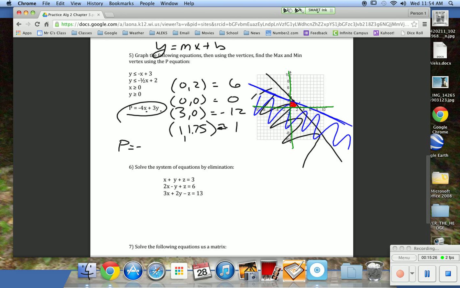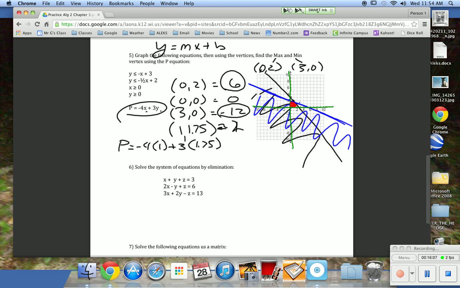P equals negative 4 times 1 plus 3 times 1.75. 3 times 2 is 6, right? So it's something less than that. It might be 2 something. I mean, it doesn't matter because it's not going to fall as the lowest, which we know this one is, and we know this one is the highest. So our maximum point for the max is going to be 0, 2, and our minimum point is going to be 3, 0. All right? That would be your answers for that one there.